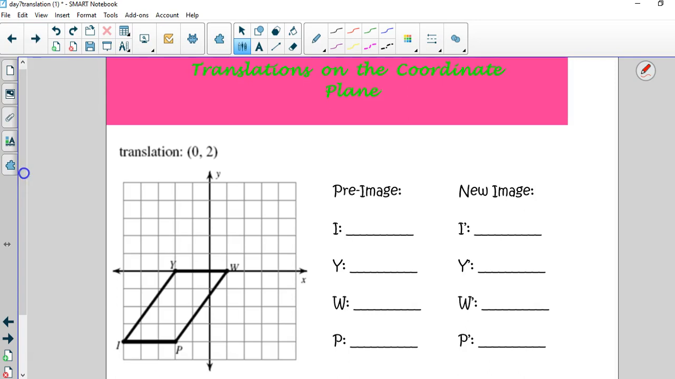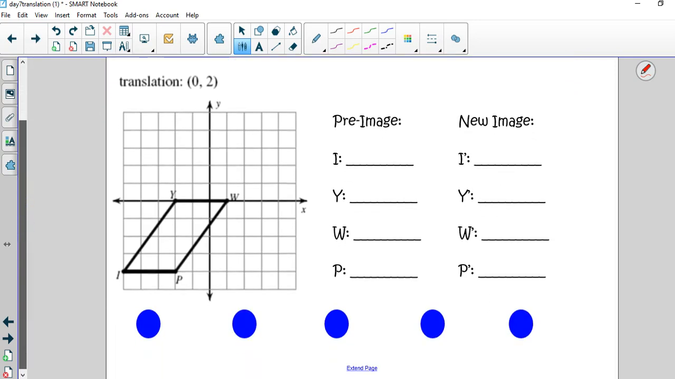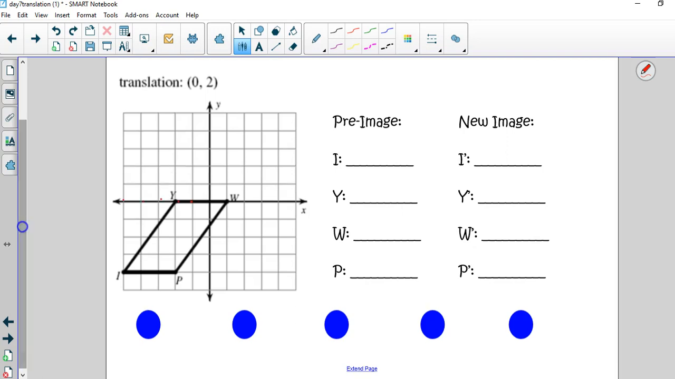Okay, translations on the coordinate plane. So first off, we're going to identify the preimage. So where is I? 1, 2, 3, 4, 5, so -5. 1, 2, 3, 4, so -4. And Y is at -2, 0. W is at 1, 1. And P is at -1, -2.